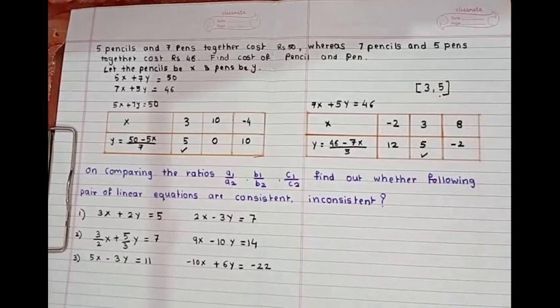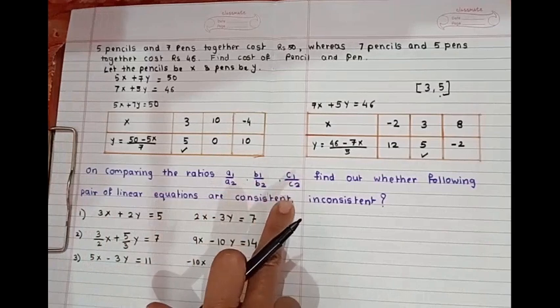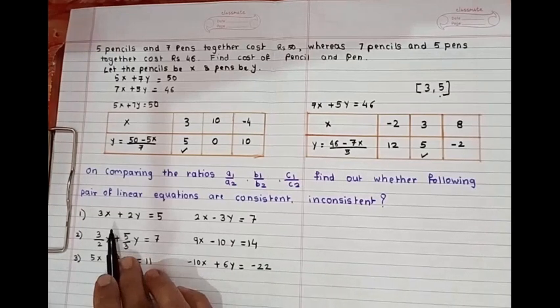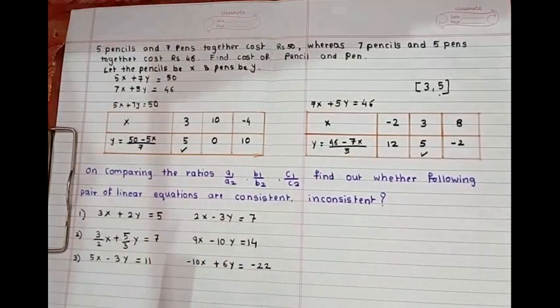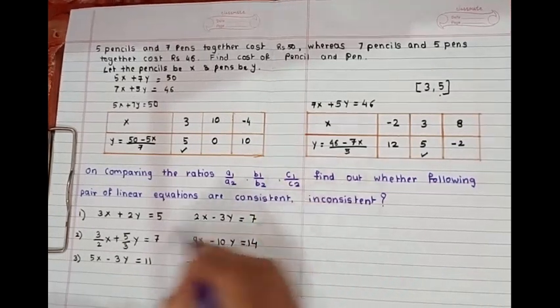See, let us consider the second question, on comparing the ratios a1 upon a2, b1 upon b2, c1 upon c2. Find out whether the following pair of linear equations are consistent or inconsistent. See what all we have learned. a1 upon a2, b1 upon b2, c1 upon c2. What do you get here? If a1 upon a2 is equal to b1 upon b2 equal to c1 upon c2, all the three are equal, then what can you consider?